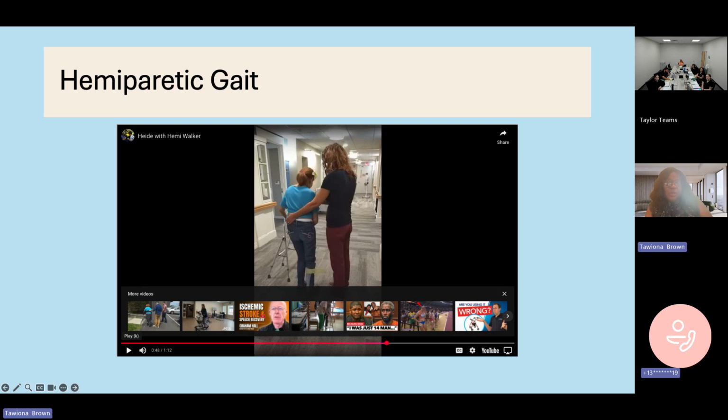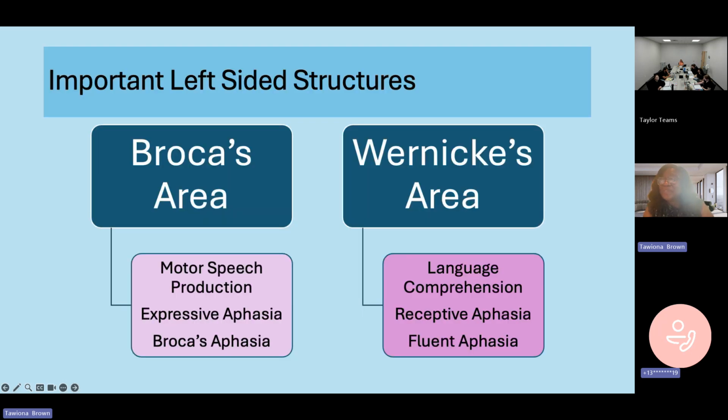Okay. So if we are correct, and this person does have an issue with the left MCA, and the left MCA suffered the stroke, what other issues would we expect to see with this person according to the syndrome for MCA? Motor and speech impairment? Motor speech impairments, perfect. So that is a nice segue into some of the left-sided structures that could be impaired.